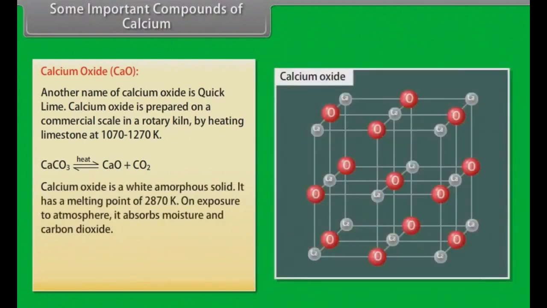Calcium oxide is a white amorphous solid. It has a melting point of 2870 Kelvin. On exposure to atmosphere, it absorbs moisture and carbon dioxide.